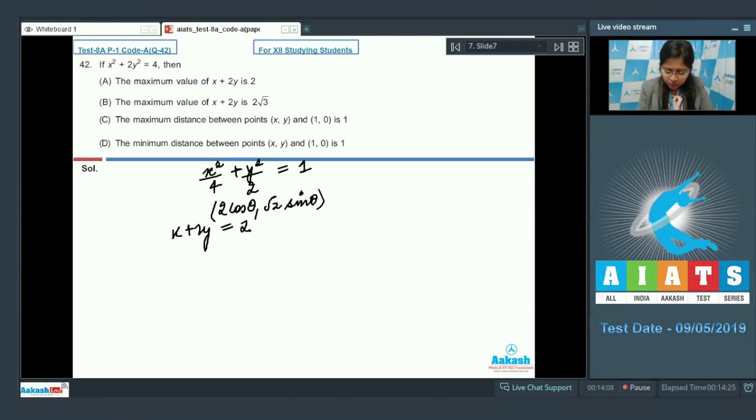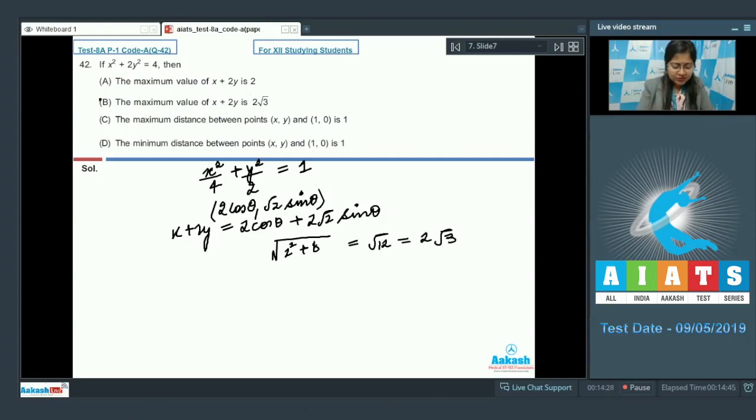So that will be equal to 2 cos theta plus 2 root 2 sin theta. We know the range of this function, its maximum value will be under root of 2 square plus 2 root 2 whole square, that is 8. So this is equal to under root of 12, that is equal to 2 root 3. So the answer will be option number B and option number A is incorrect.